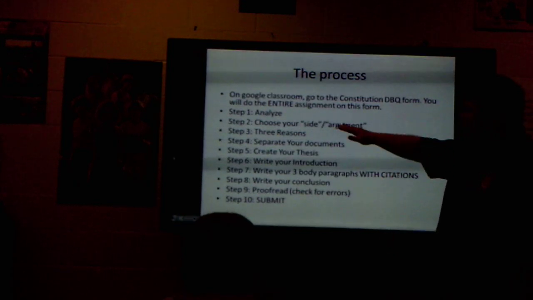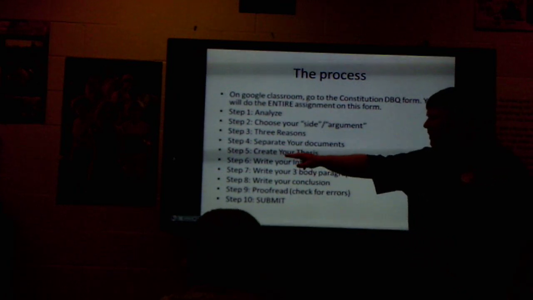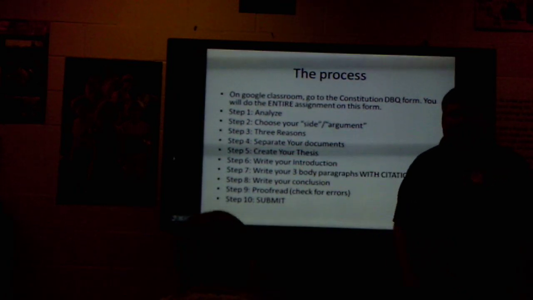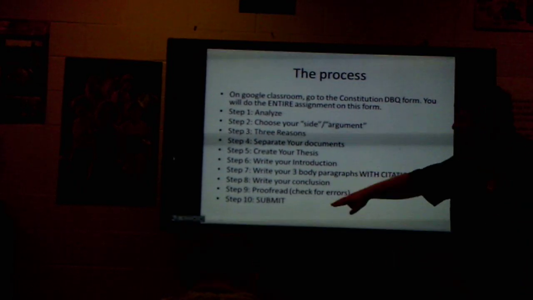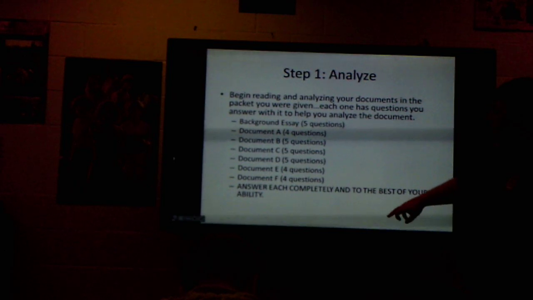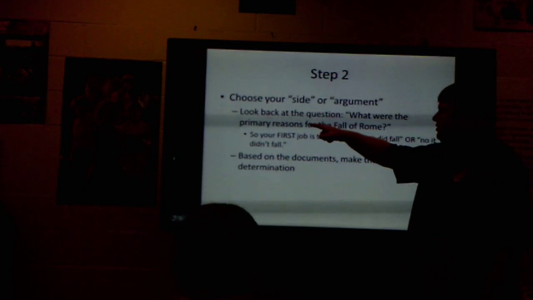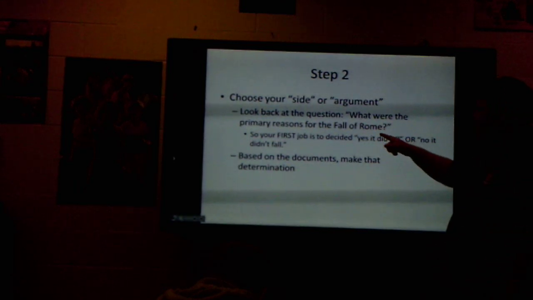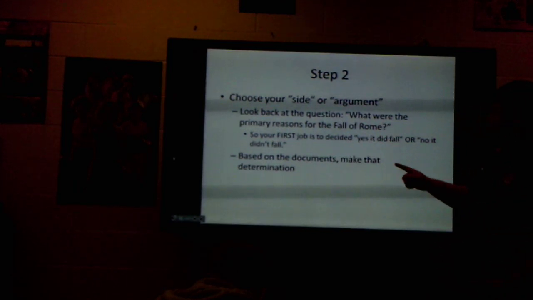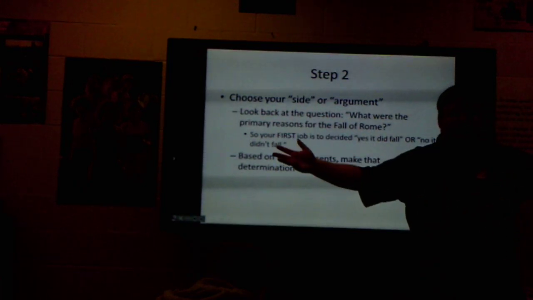Okay, so you're going to go through that same process that we already talked about, except that we're going to stop after reason 5. After you create your thesis, you're done with this one. Okay, we're not writing the actual essay. So it's going to look the same as what we just talked about for the Constitution one. You're going to choose your side. You're going to look back at the question, what were the reasons for the fall of Rome? So first we decide yes it fell or no it didn't. Well, obviously I think it fell because it ain't here anymore, right?